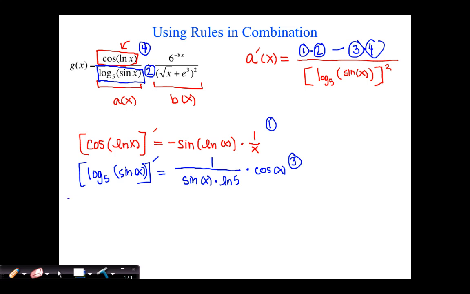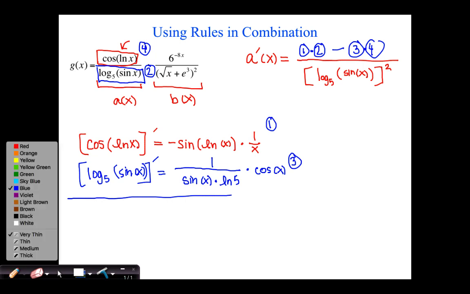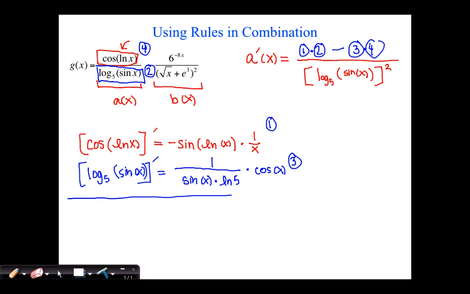So if I want to work on the derivative here, let me change this to some different colors. Numerator, 6 to the negative 8x power. What sort of function is this? Is this a power function or exponential function? Exponential. Yeah, exponential.